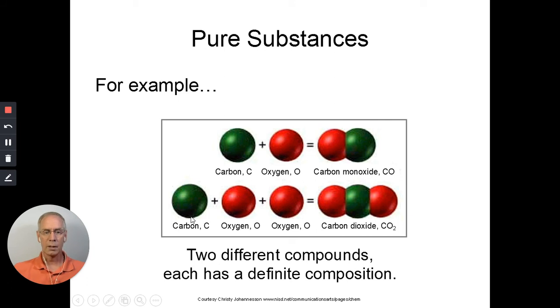I could also take carbon plus two oxygens and make carbon dioxide. Both carbon monoxide and carbon dioxide are compounds. They are made of whole atoms in whole numbers, but I've taken the same elements and combined them in more than one way. Again, just demonstrating the law of multiple and definite proportions.